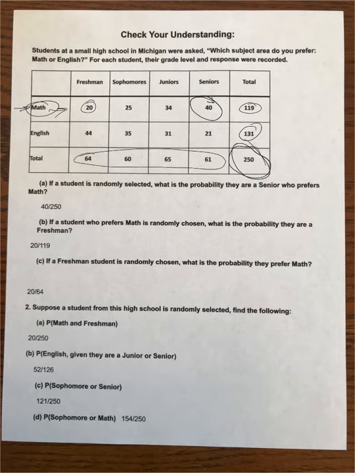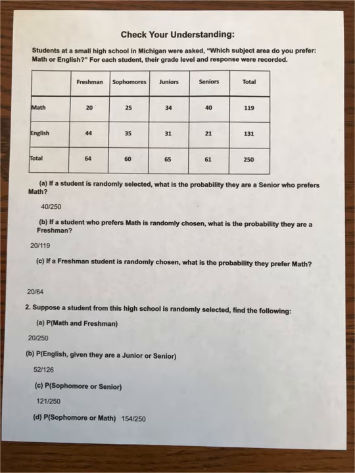And then part C: a freshman student is randomly chosen. What is the probability they prefer math? You're only looking at the freshman column. You're choosing a freshman, and out of all the freshmen, what's the probability they prefer math? So out of all these freshmen, 20 out of 64 prefer math. All right, so I'm going to pause this and clean up all this mess on this table.